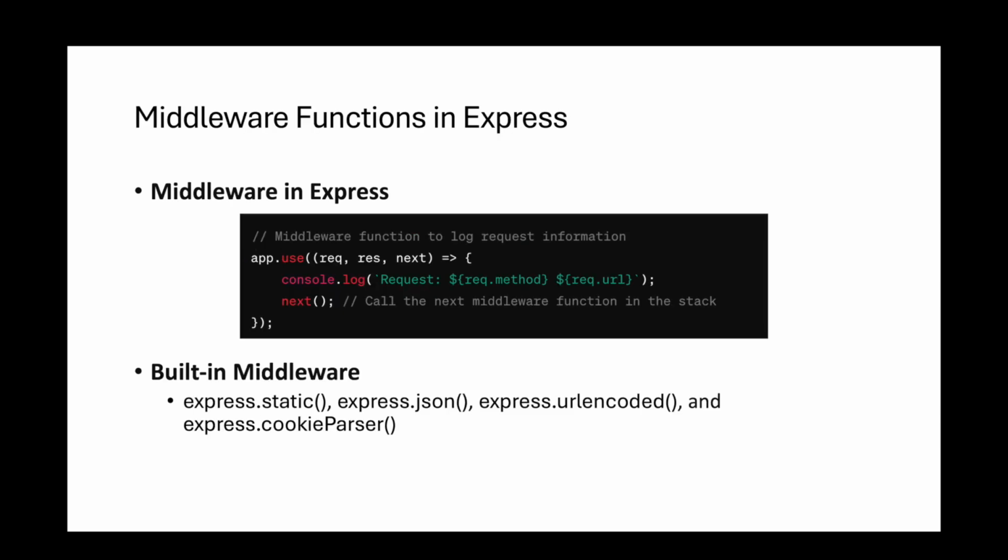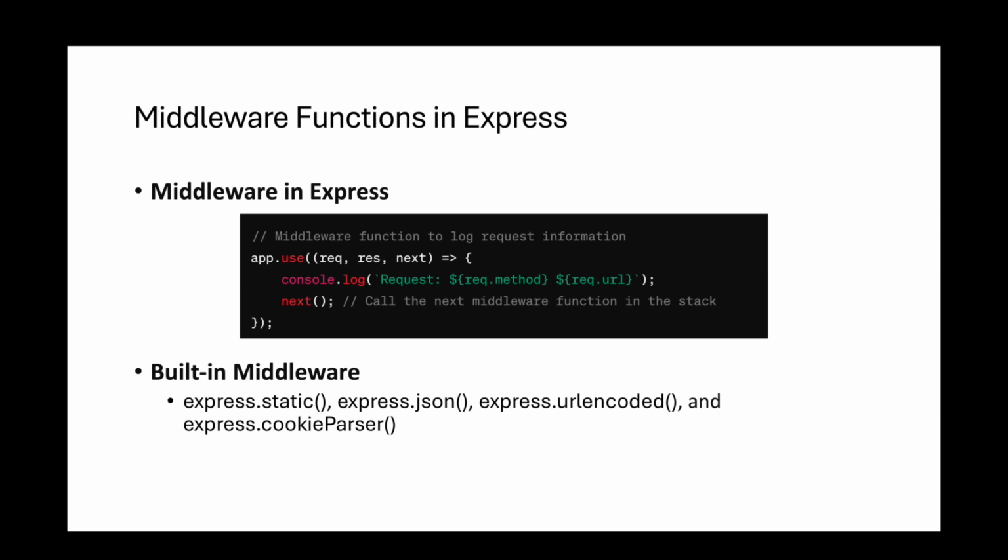Middleware functions in Express. Middleware functions in Express are functions that have access to the request (req) and response (res) objects, and the next middleware function in the application's request-response cycle. Middleware functions can perform tasks such as logging, authentication, data parsing, and error handling.